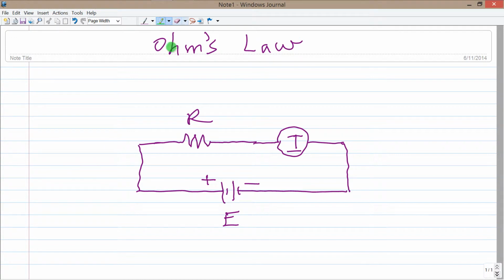I just want to describe for you very briefly what that law is and how it works in a simplistic sense. Ohm's law generally applies to direct current circuits, DC circuits. Sometimes it applies to alternating current circuits, but not always. Let's look at a very basic DC circuit.